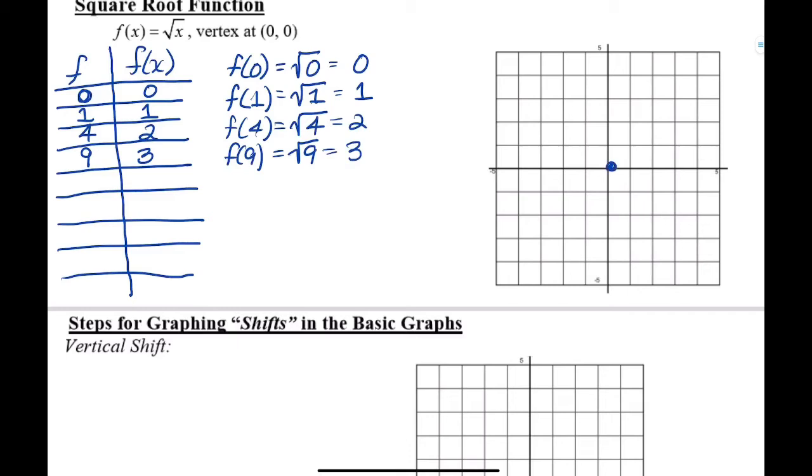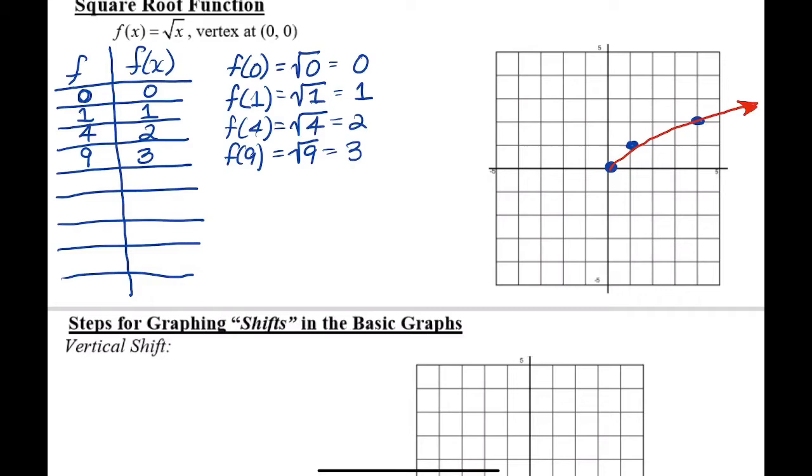So (0, 0) is right here. (1, 1) is right there. (4, 2) is right there. And then (9, 3) is off the graph. And there's what the parent function of a square root function looks like.